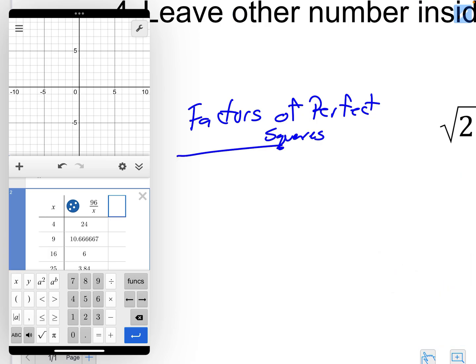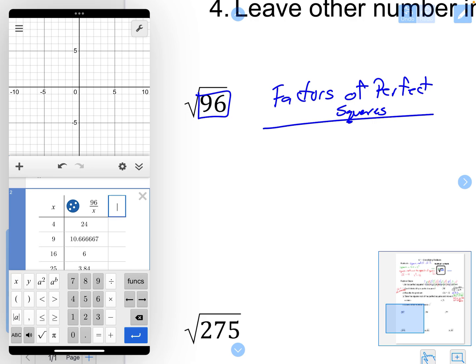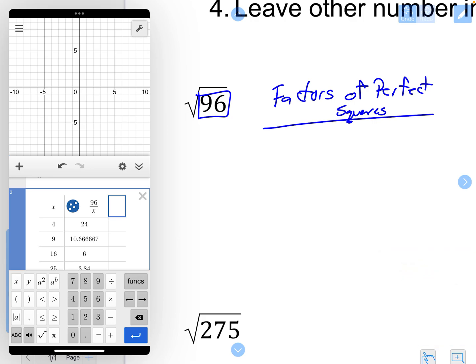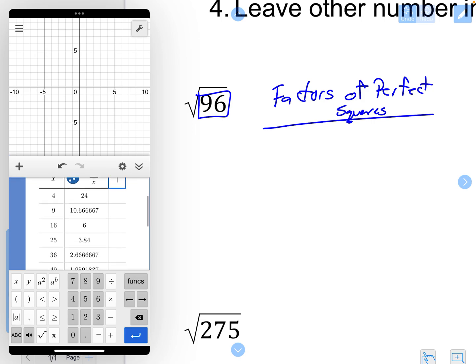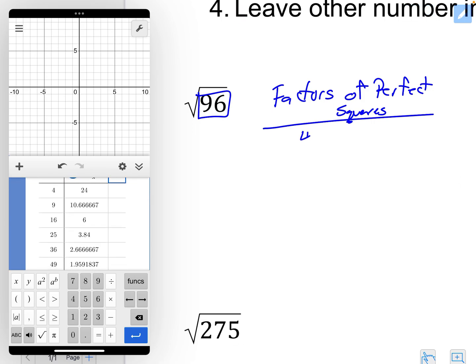It's going to be a little bit harder on the yellow calculator because you're going to have to scroll all of the way down and find each of these numbers. In Desmos, we can just simply type in the numbers and see. So I know that 4 times 24 equals 96. I don't care about 9 because 9 has decimals in it. Decimals don't help us. We want to try and get rid of decimals. So I have 16 times 6 equals 96. And when I get to 49, my numbers are less than 2, and I can't do this if my numbers are less than 2. So that's where I'm going to stop.